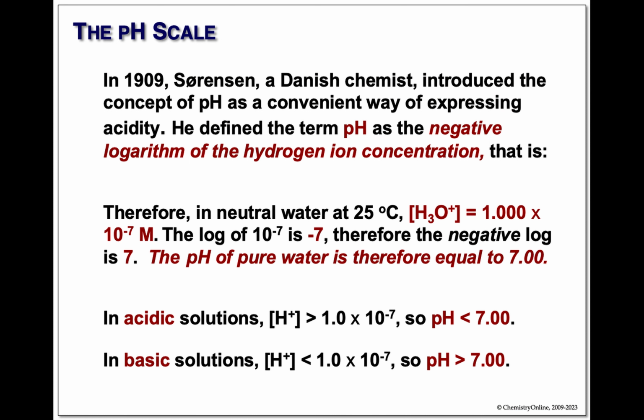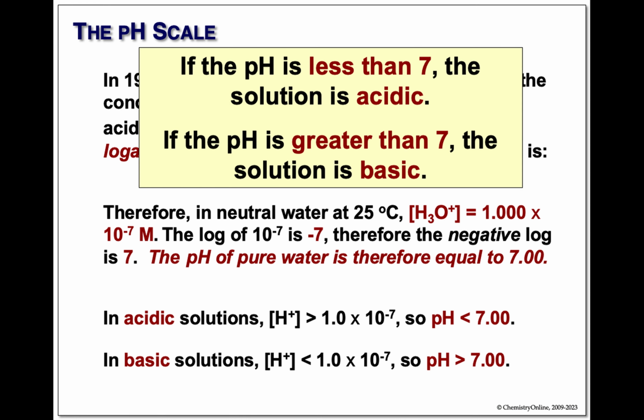If hydronium is greater than 10 to the minus 7, so you have more protons, it's acidic. If it's less than 10 to the minus 7, you have fewer protons. Therefore, it's basic. This is something worth remembering and writing on the back of your hand. If the pH is less than 7, your solution is acidic. If the pH is greater than 7, the solution is basic. Any questions? 7, exactly 7, is neutral. All right.